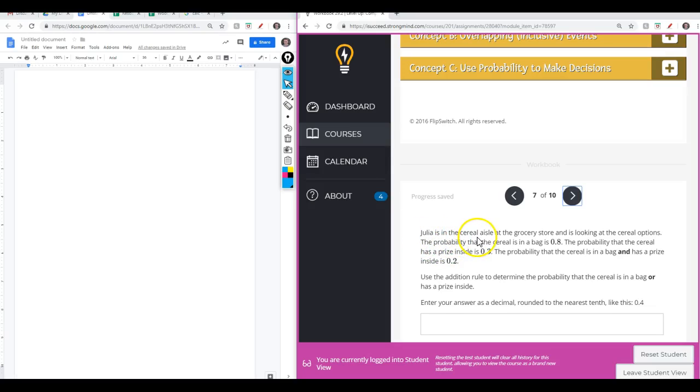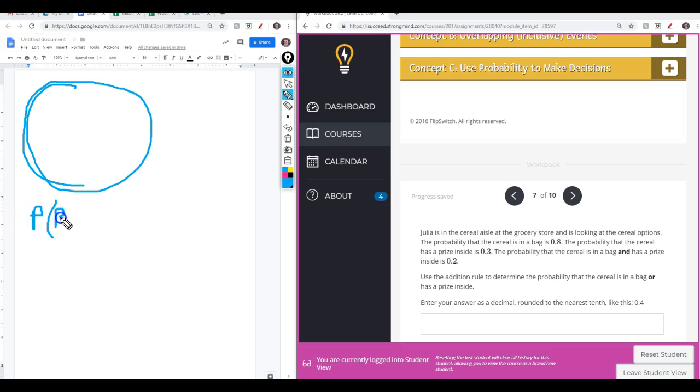All right, Julia is in the cereal aisle at the grocery store and is looking at the cereal options. The probability that the cereal is in a bag is 0.8. So I'm going to just draw this. So we have a bag. Probability that it's in a bag is equal to 0.8. That whole circle is 0.8 or 80%.